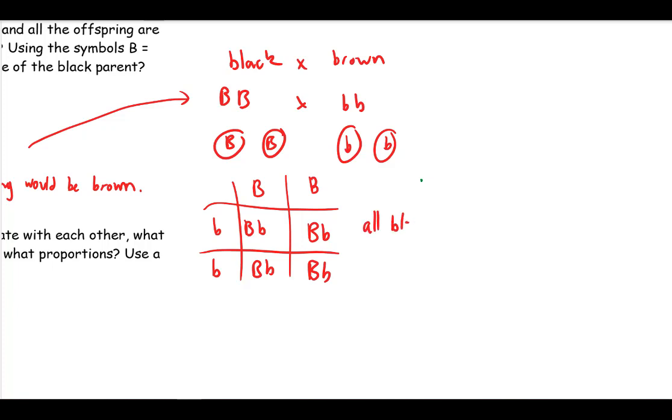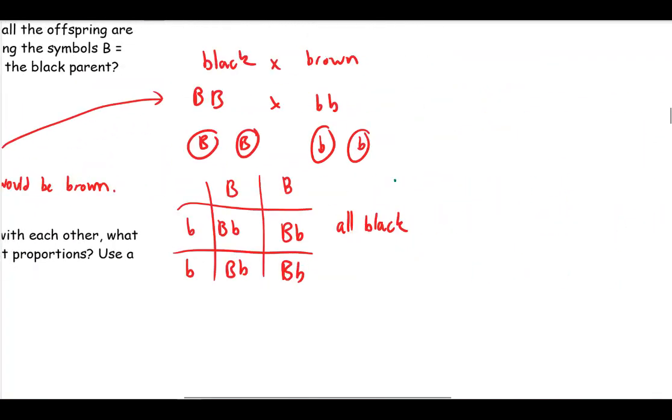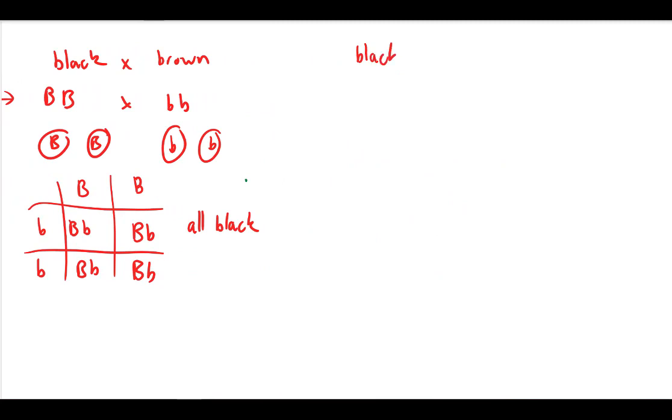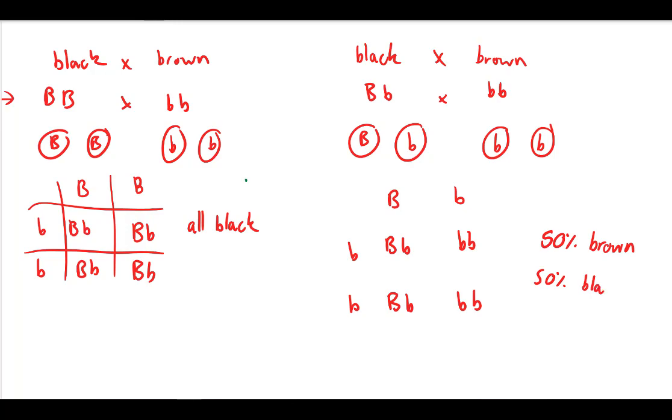So they're all black. But the second part I said was if it was big B, little b, some offspring would be brown. So let's test that out. If it was black, cross with brown, and this time it was big B, little b. The gametes this one could produce are big B, little b. But this one can only make little b's. We put them in a Punnett square. That one's black. That one's black. Oh, but that one's brown and that one's brown. So 50% are brown and 50% are black.